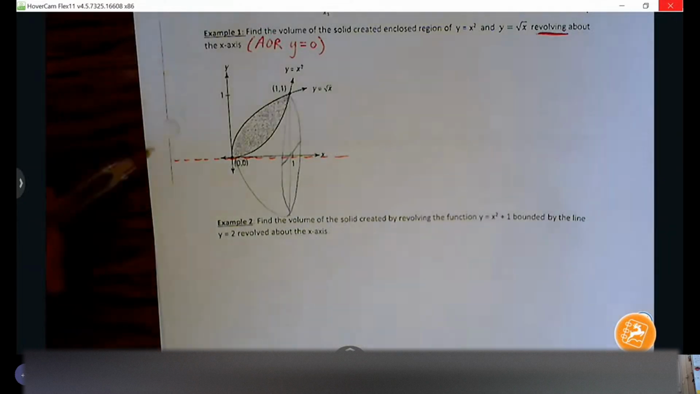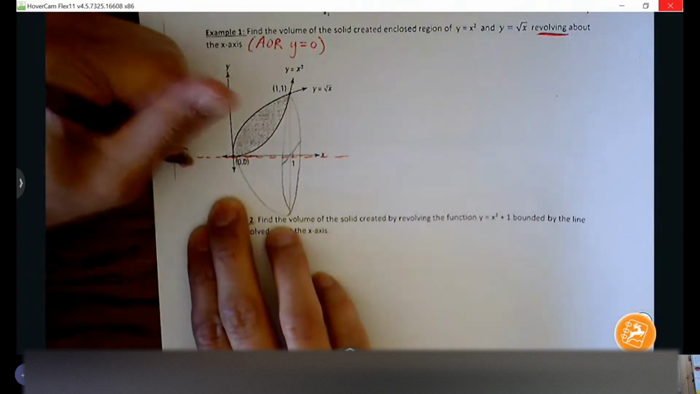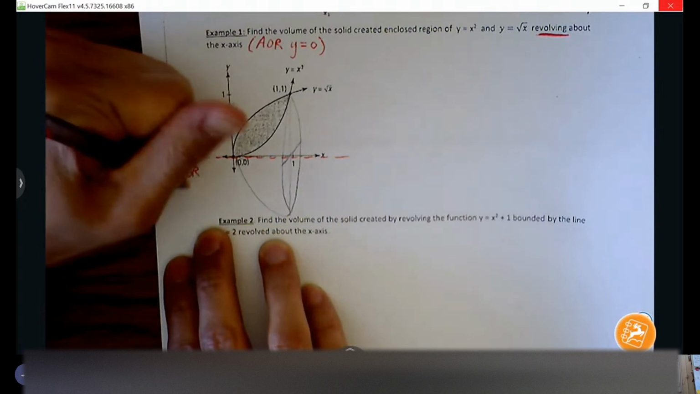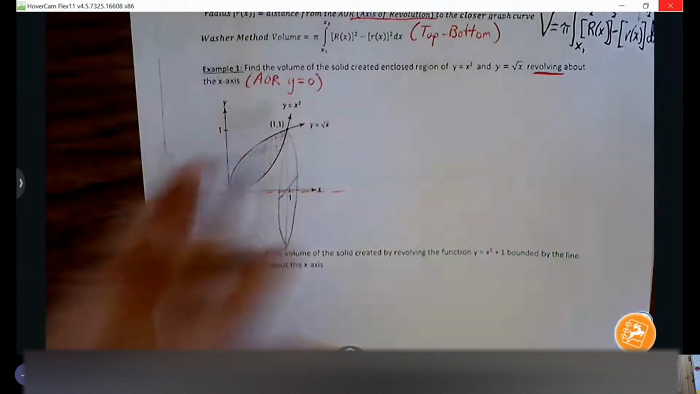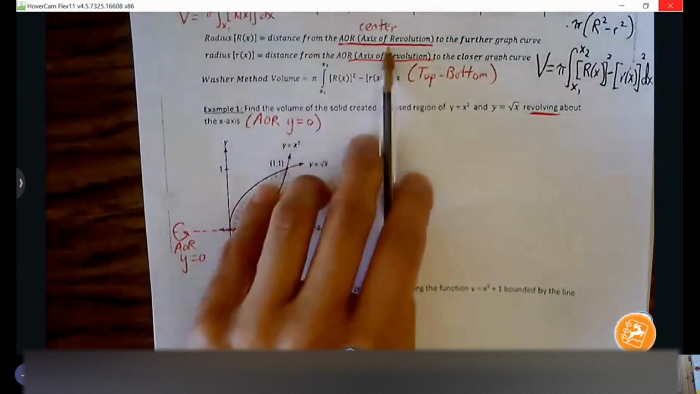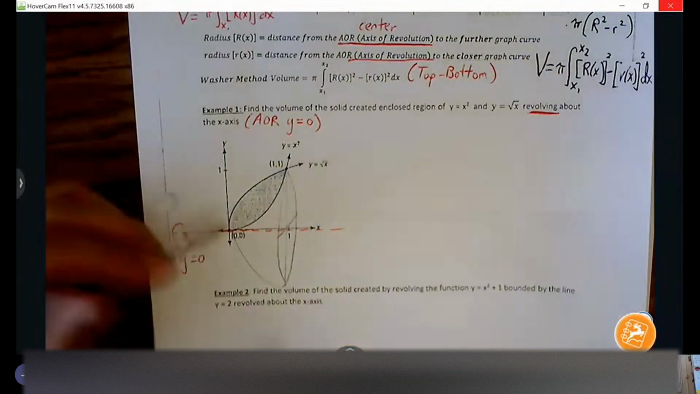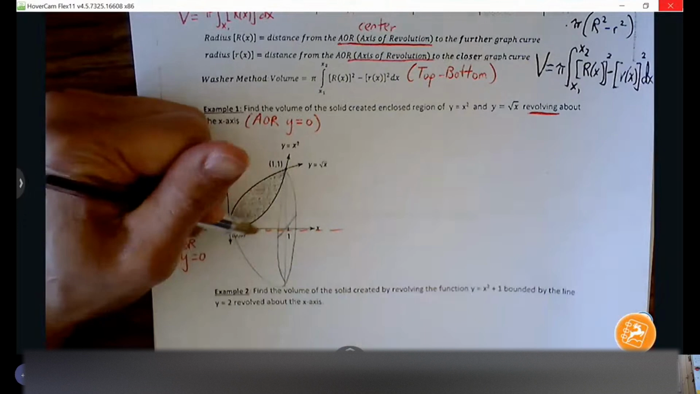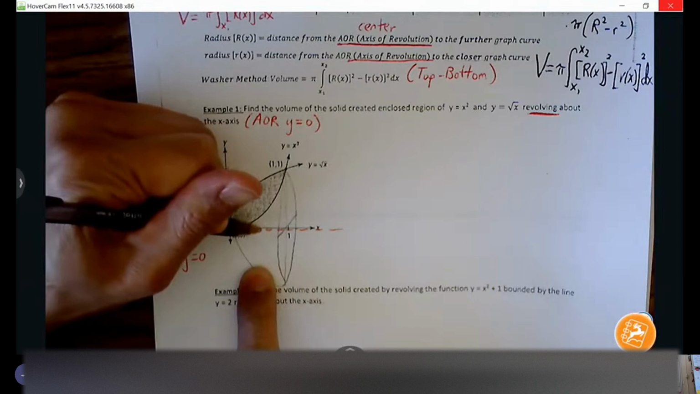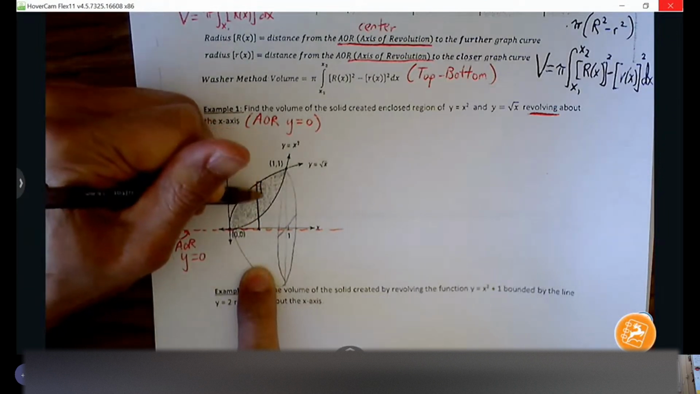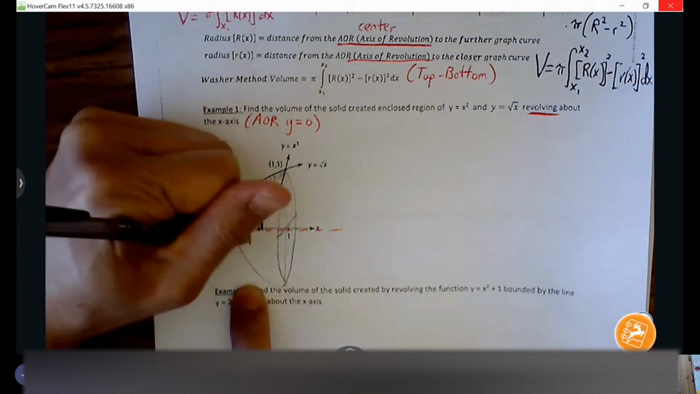So we're going to have to draw a radius now. Our radius is always going to be perpendicular to our axis of revolution. Let me name this AOR, y equals 0. So we'll draw the big radius first. Let's follow the direction here. Start on the axis of revolution, and we're going to extend our radius to the further curve. It doesn't matter where you start, just put your pen or pencil on the axis to begin with, and we're going to extend to the furthest boundary of our shaded region. And we're going to name that big R of x.